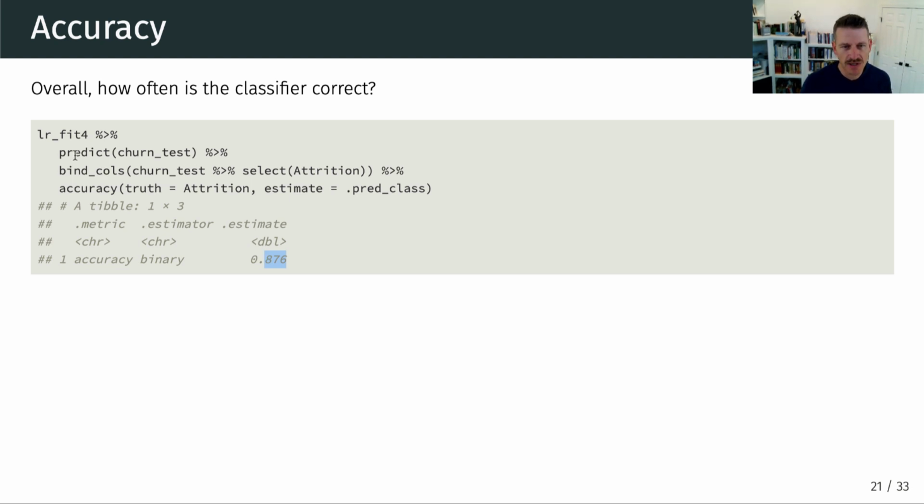And to get this, we follow the same pattern that we did when we were doing the RMSE calculation, except we are actually going to pipe this information here into the accuracy metric. And again, we just pass it the actual attrition response variables and then the predicted or the estimated. And that allows us to compute the accuracy.